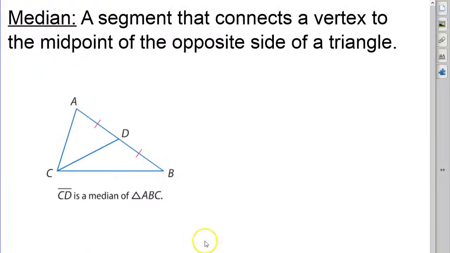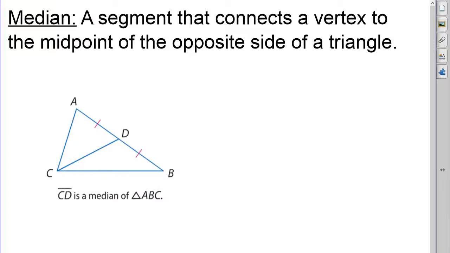So first definition, median. A median is a segment that connects a vertex to the midpoint of the opposite side of a triangle. So for instance, here's vertex C. Here's the midpoint of the side that's opposite of it, D. If I connect those two, I get what's called a median. And it should make sense. Median means middle. So we're talking about going from a vertex to a middle. Now I'm not necessarily perpendicular to the side. I don't necessarily bisect the angle either, but it goes to the middle.